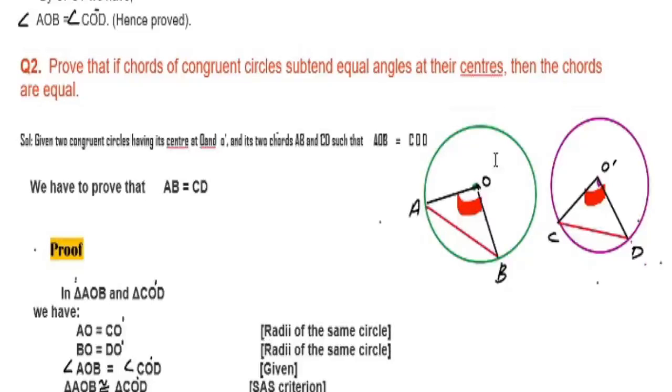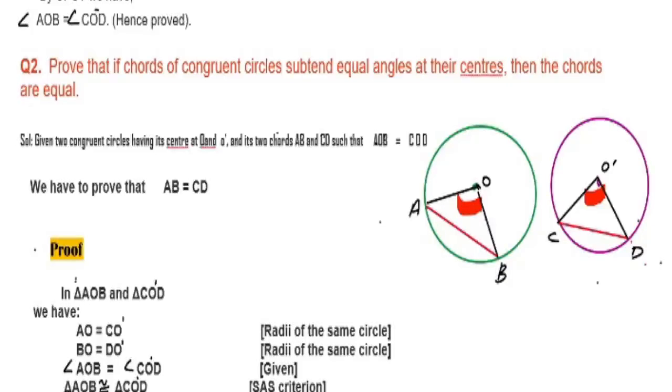So here it is given two circles, one circle with center O and the second circle with center O dash. Given two congruent circles having centers O and O dash and two chords AB and CD such that angle AOB equal to angle CO'D. So these two central angles are equal, that is given in the question. We have to prove AB equal to CD, that is, these two chords are equal.